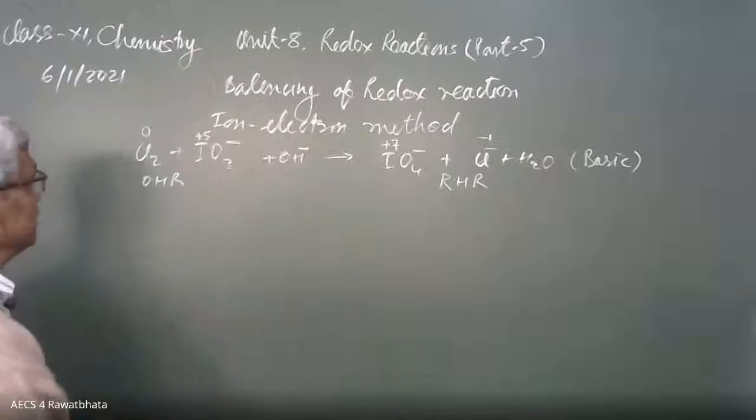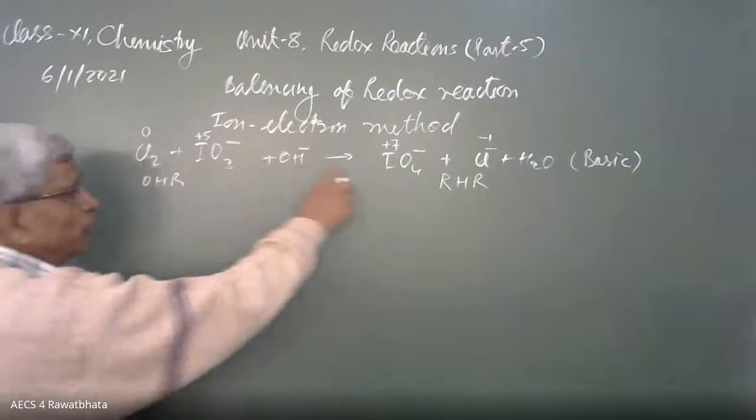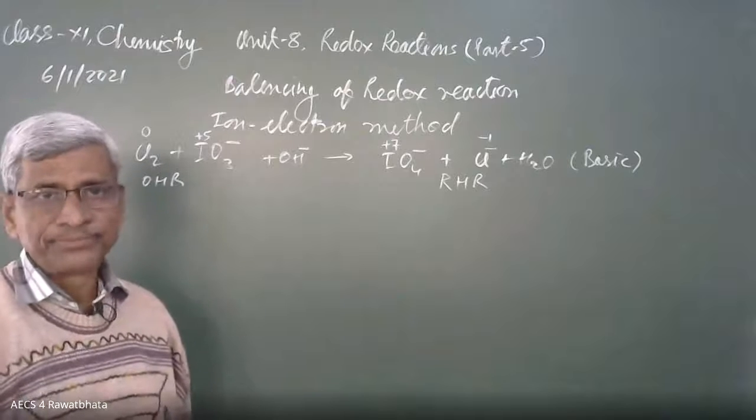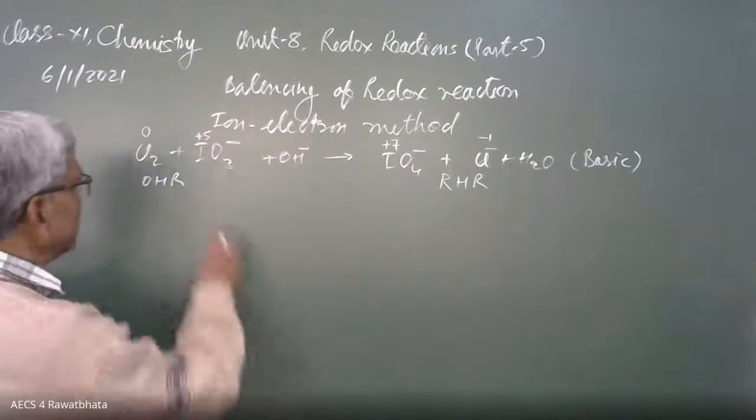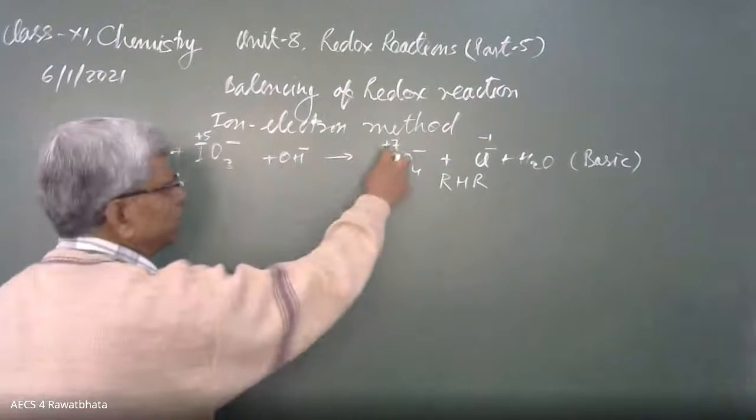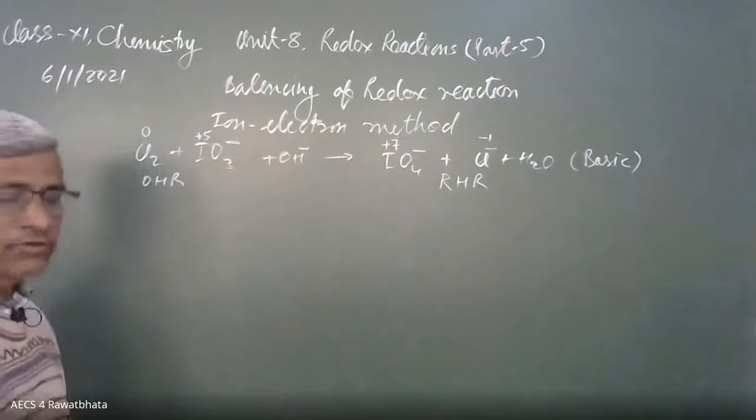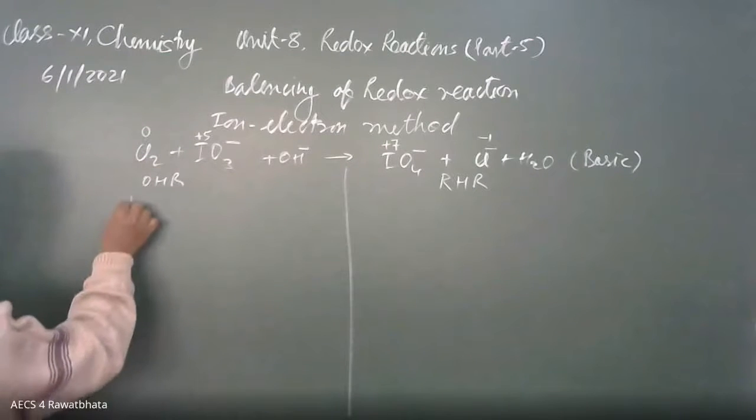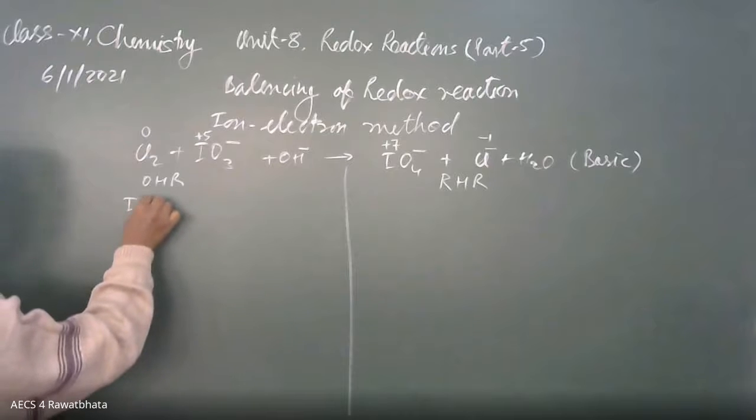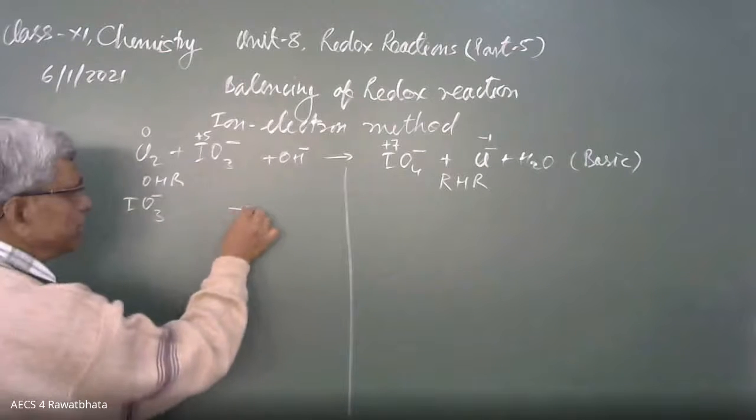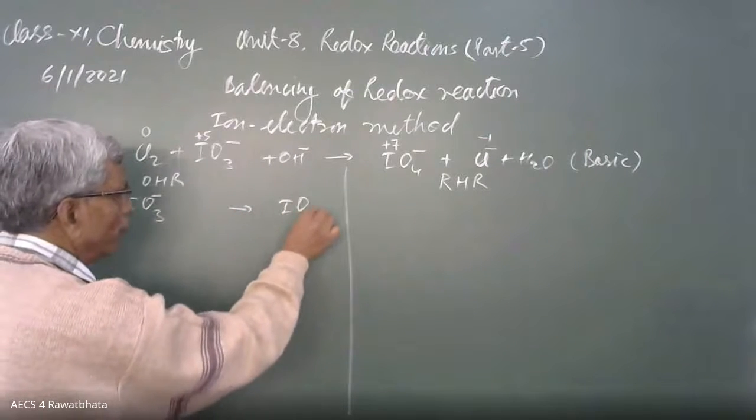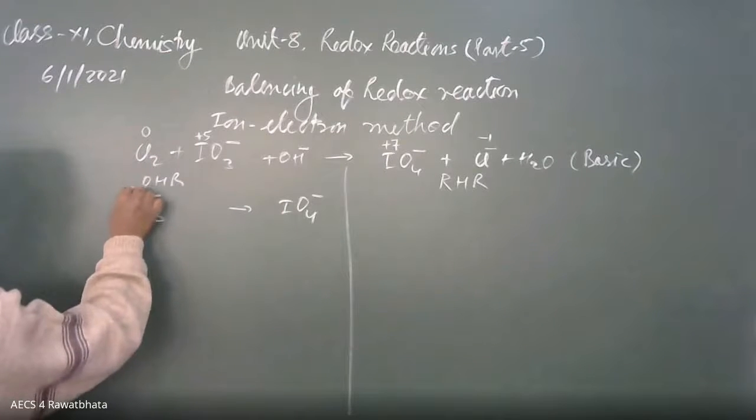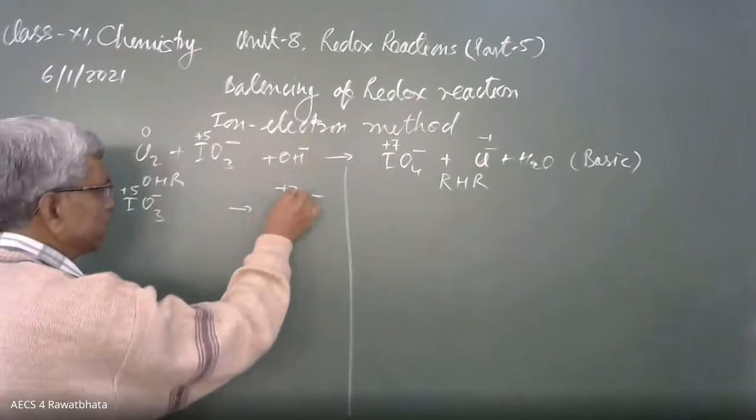So here 0 is going to change into -1, a decrease in oxidation state, oxidation number. It is the reduction part, and +5 is going to change into +7. This is the oxidation part. That's why this can be written as IO3 minus is going to change into IO4 minus. Here once again +5 and here is +7.